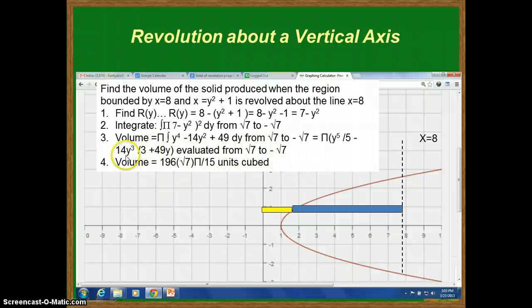When you do the math on this, it all boils down to the volume equals 196 times the square root of 7 times pi divided by 15 units cubed. Not so bad.